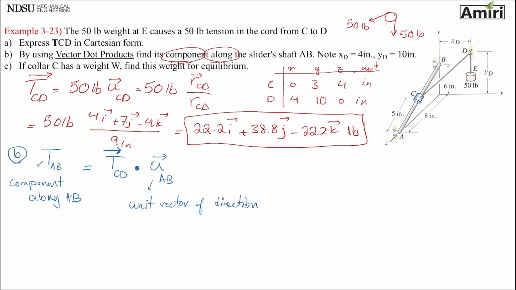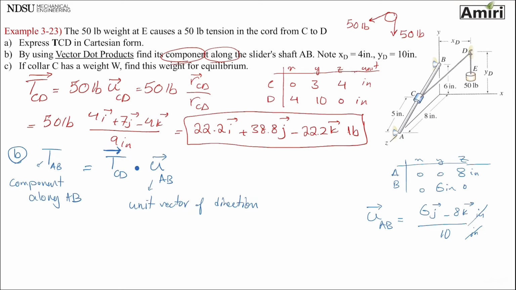I have to find components of AB here too. Let me make another table. A, B, X, Y, Z. A is located at 0, 0, and 8 inches. B is located at 0, 6 inches, and 0. Okay, the unit vector of AB is the position vector AB divided by its magnitude. Position vector AB is 6j minus 8k. The magnitude of it is 10 inches.